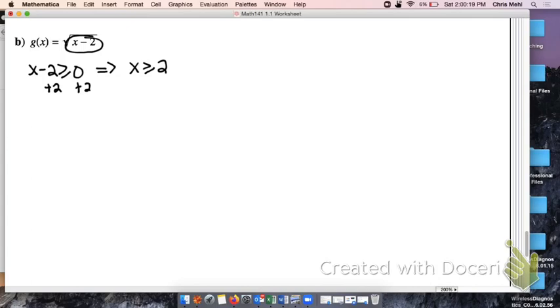And again, 2 ways to write the domain. One is in interval notation.